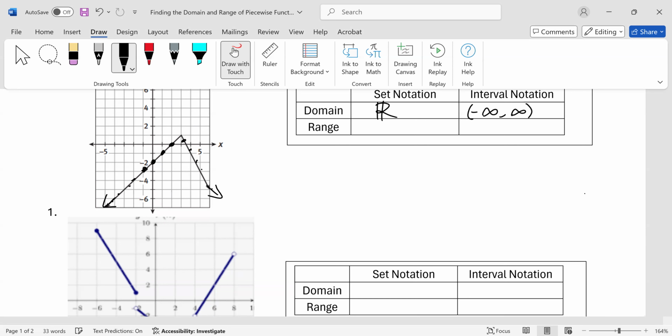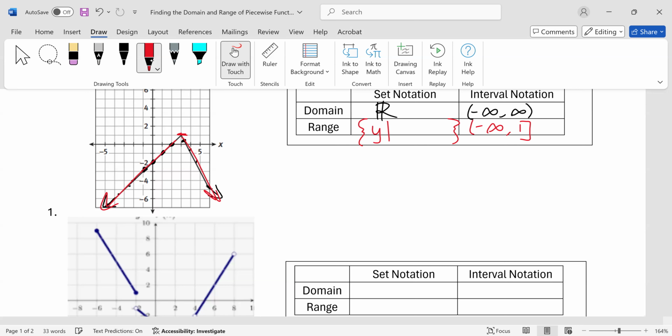Your range, remember, you read the range from the bottom to the top. So the bottom, they're both facing down, so that's negative infinity. And then the very top of this graph is at 1. So that is your range. The way you write this in set notation, you do braces. You write y, because range is your y values, and a line. This is how you always set up set notation, except for when it's all real numbers, you just write an R.